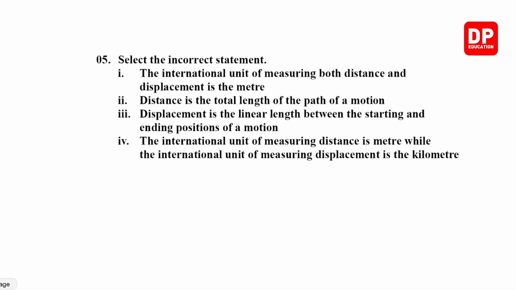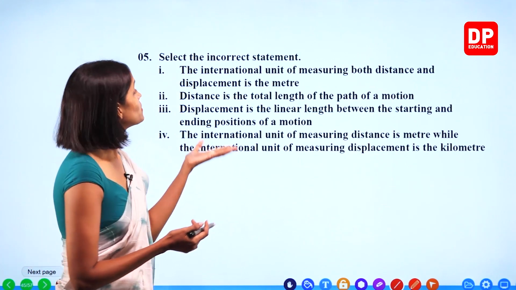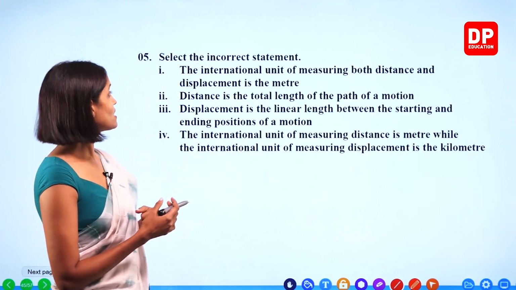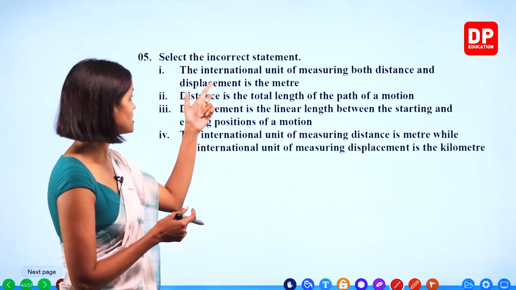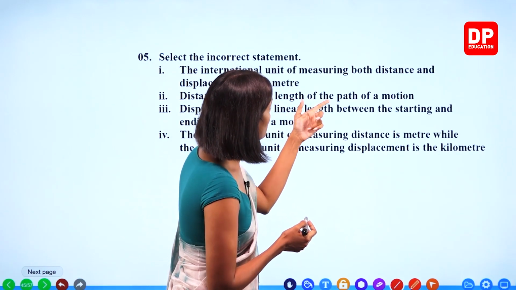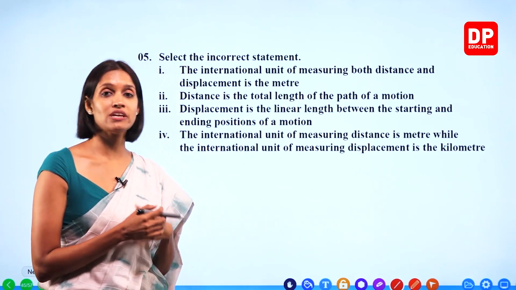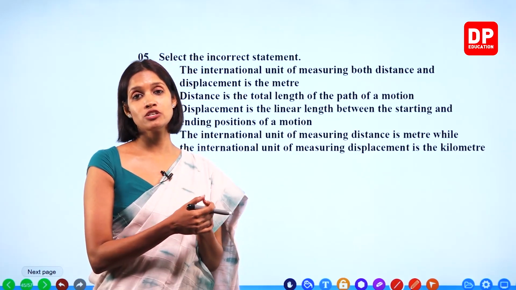Next one. Number 5. Select the incorrect statement again. The international unit of measuring both distance and displacement is the meter. Distance and displacement both are lengths. Lengths are measured in meters, centimeters, kilometers, likewise. So the SI, standard international unit of measuring length, is meter. That is correct. Distance is the total length of the path of a motion. That is also correct. Distance means during a motion, the total length traveled by the object is known as the distance.